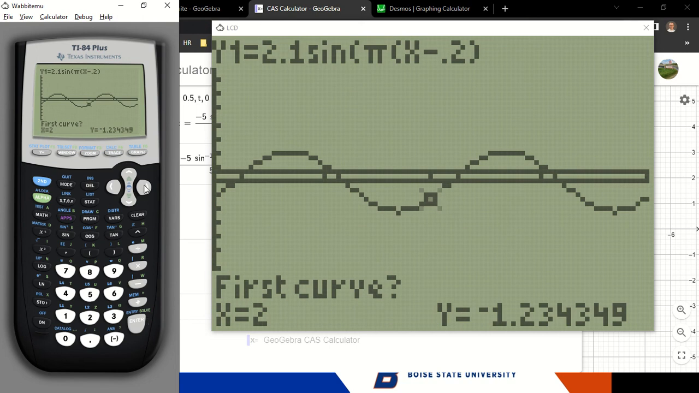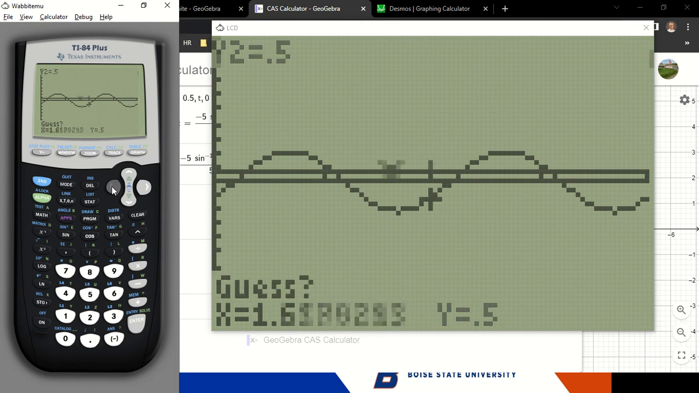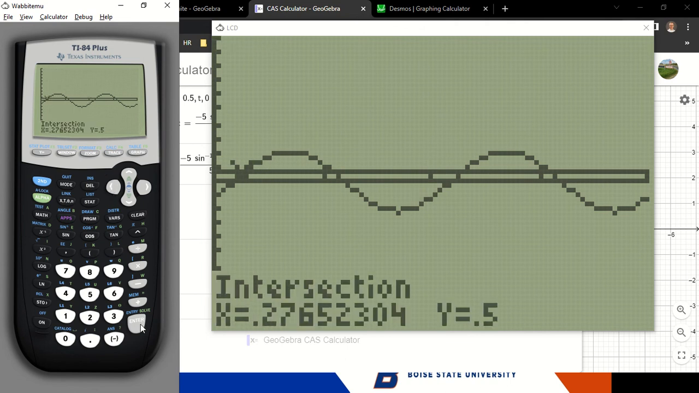And it's going to ask you for a first curve and a second curve because it needs to know which two curves you're looking for. And then you have to give a guess. So you kind of just have to move your cursor close to where your solution is that you're looking for. So there's your 0.277. Yet again, we've seen that solution a million times now.